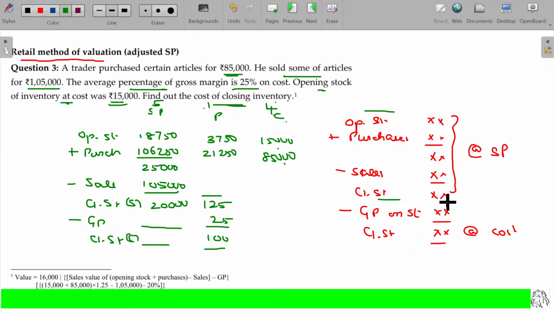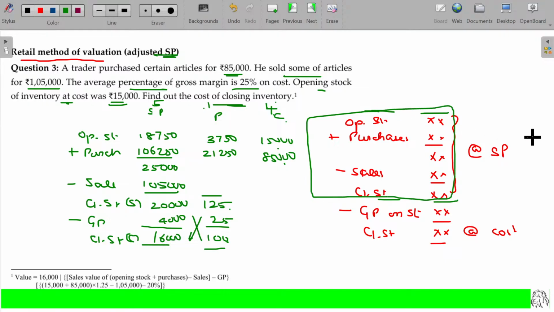The closing stock you arrive at here is at sale price. If sale price is 125, cost is 100, then do the cross multiplication, probably 16,000, and GP being 4,000 rupees. This is the format for calculating valuation of stock under the retail method. Adjusted selling price. First half is calculated at selling price. If selling price information is not given, only cost price, then you have to convert everything into the selling price. Finally, from there, GP is subtracted to get the closing stock at cost. Clear?